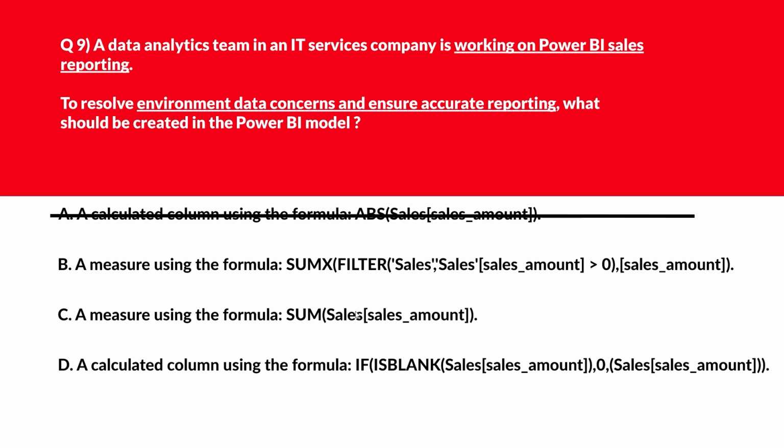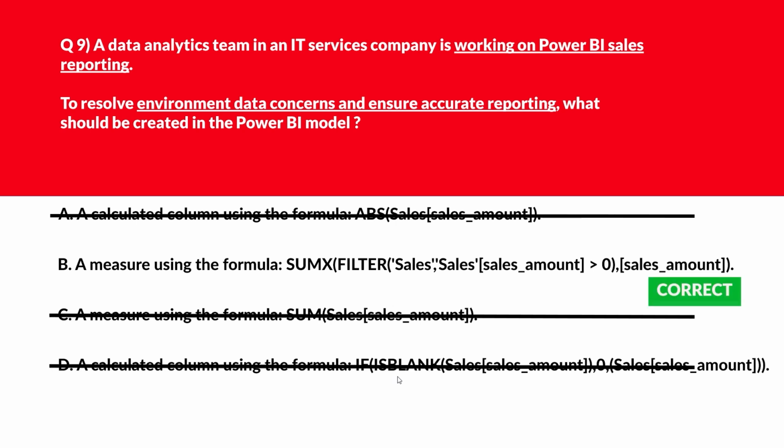Let's keep it. Option C, SUM aggregates all values including problematic ones, which doesn't resolve the concern. Wrong answer. Option D, IF ISBLANK replaces nulls but doesn't handle filtering of unwanted values. Let's eliminate it. Option B is the right choice.